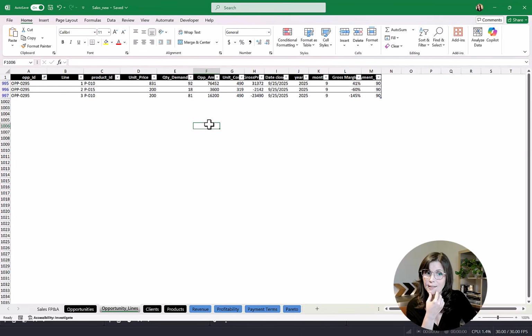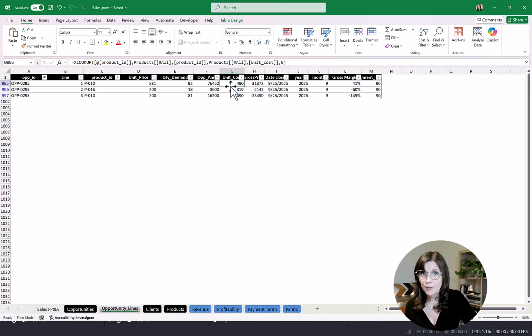Now you can see here that I have 3 lines in this opportunity, actually 2 products. I'm repeating product 10. On the first line, I'm selling product 10 at a unit price of $831, but it actually cost me $490. So I have a gain right here, 31,000. But on the second line, I am selling for 200, but it cost me 319. So I already have a loss right here.